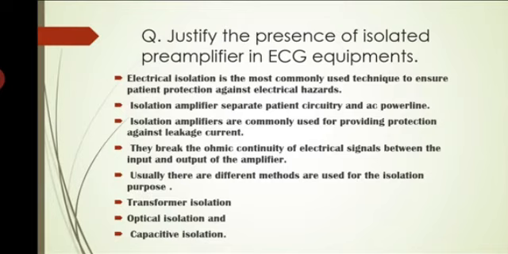They break the ohmic continuity of electrical signals between the input and output of the amplifier. Usually, different methods are used for isolation purposes. First is transformer isolation, second is optical isolation, and third is capacitive isolation.